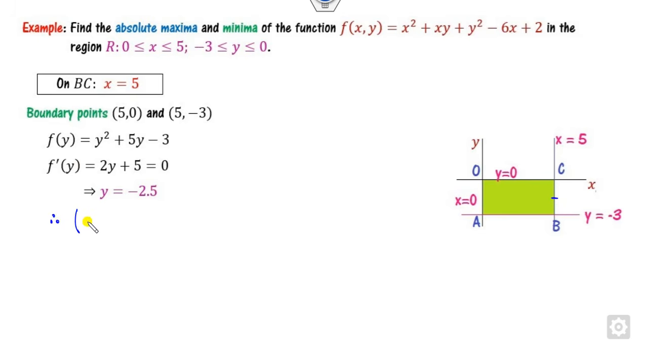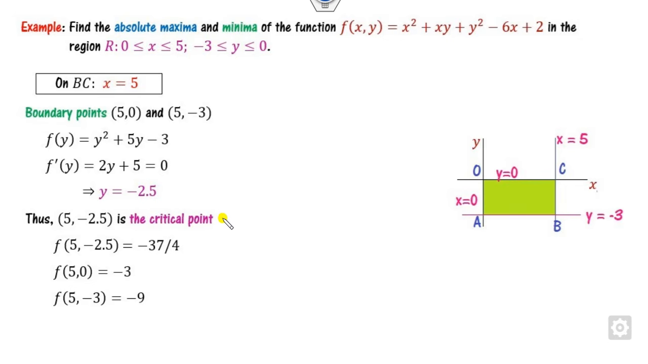What is the coordinate? x is 5, y is minus 2.5, which is my critical point. Now you can compute the value at the critical point and at these two boundary points. You can substitute directly here.